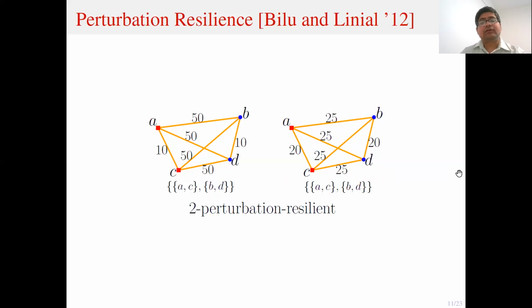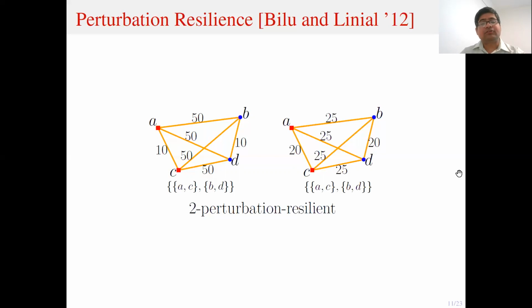And note that this clustering has dilation exactly 1. And as the distances are at least 10, the optimal dilation must be at least 1. And hence, this is the optimal clustering, and it is not hard to see that it is a unique optimal clustering. Now, the question is: is this instance 2-perturbation resilient?